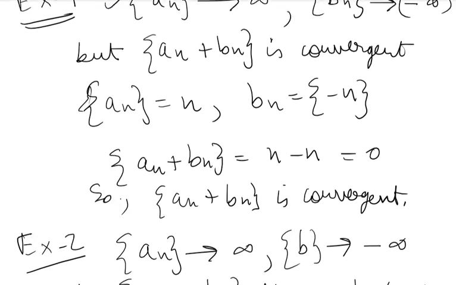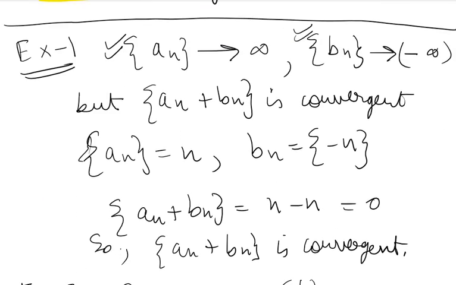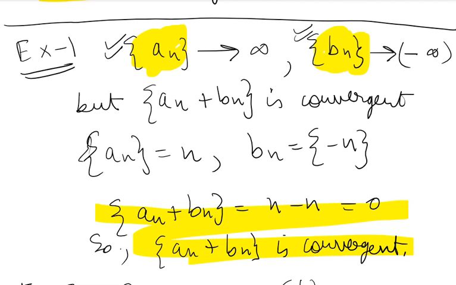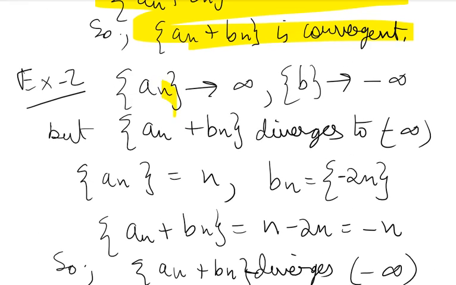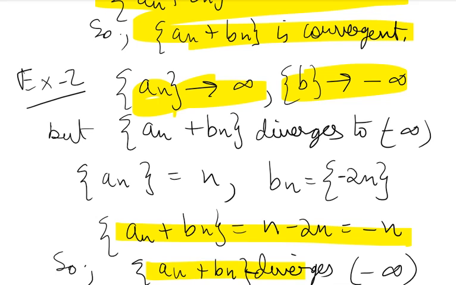They can be anything, either diverge or converge, the addition, subtraction, division and all. Then a few examples: an is tending to infinity, bn is tending to minus infinity, but when we are adding an and bn, it is converging. Again, second example, an is tending to infinity, bn is tending to negative infinity. When we are adding them, they are diverging to negative infinity.